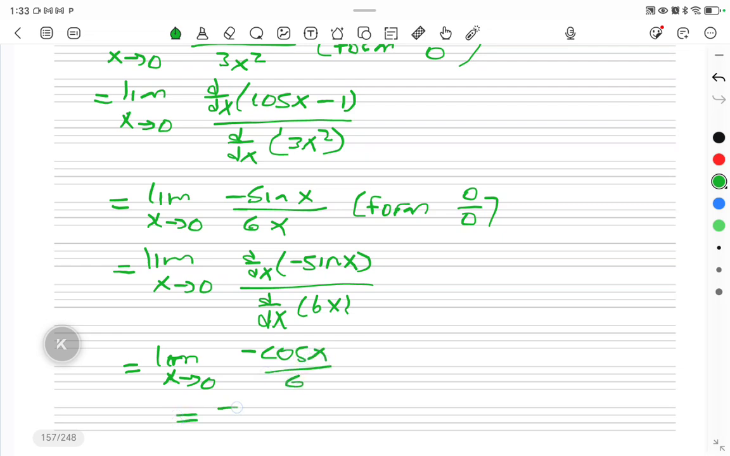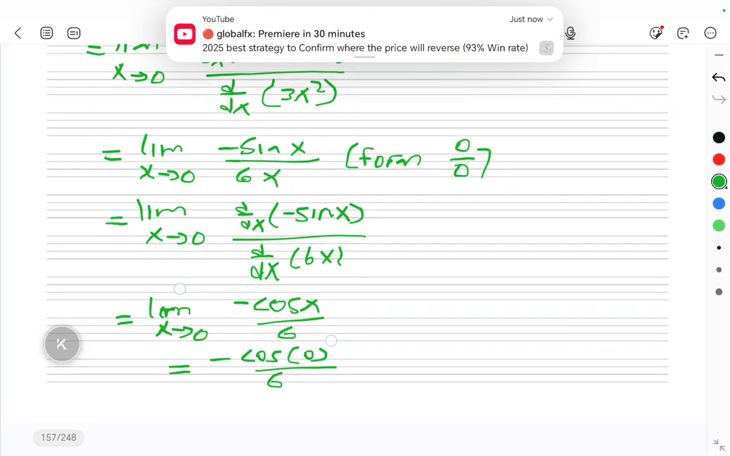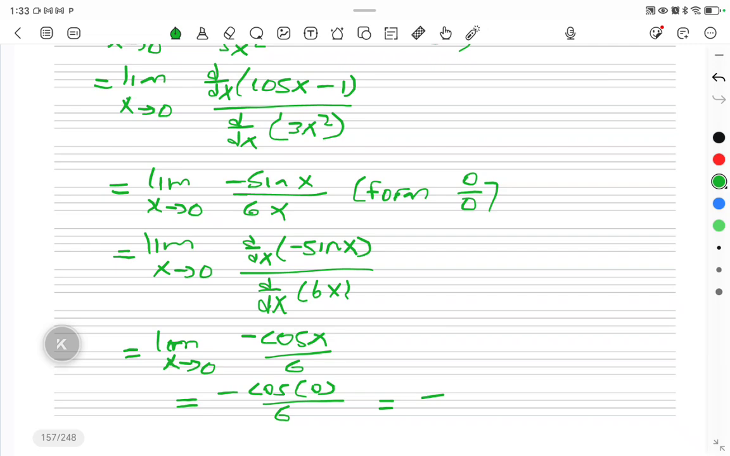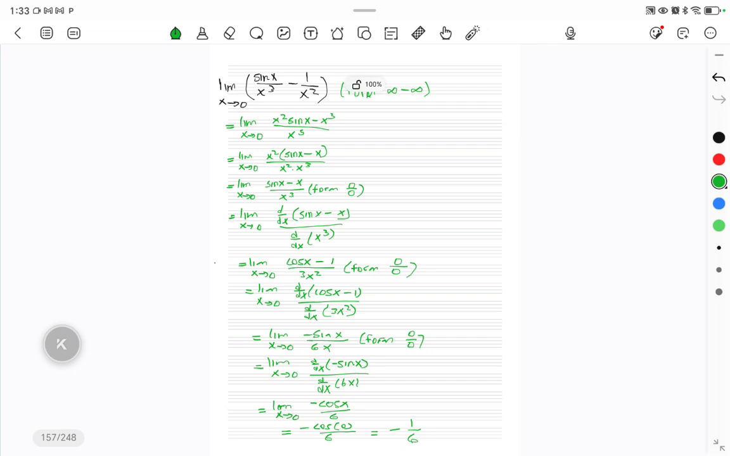And this will be minus cos of 0 over 6. This will be minus 1 over 6. You see, right? And that will be the idea behind this question. So we got minus 1 over 6. Any question? If you have a question, you can just stop me. But if not, we can continue.